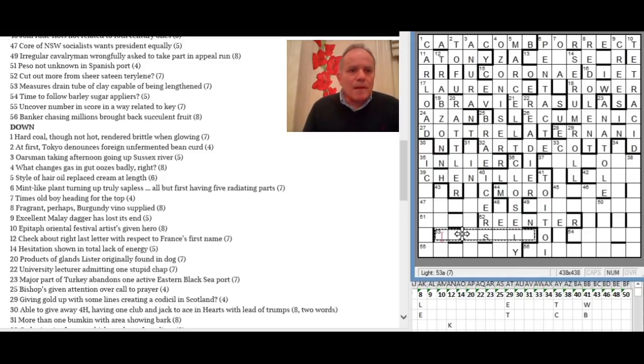53. Measures drain tube of clay capable of being lengthened. That's surely tensile. Measures drain tube of clay. Measures could be ends, E-N-S. In tile. I think that's right. DRA is the extras.